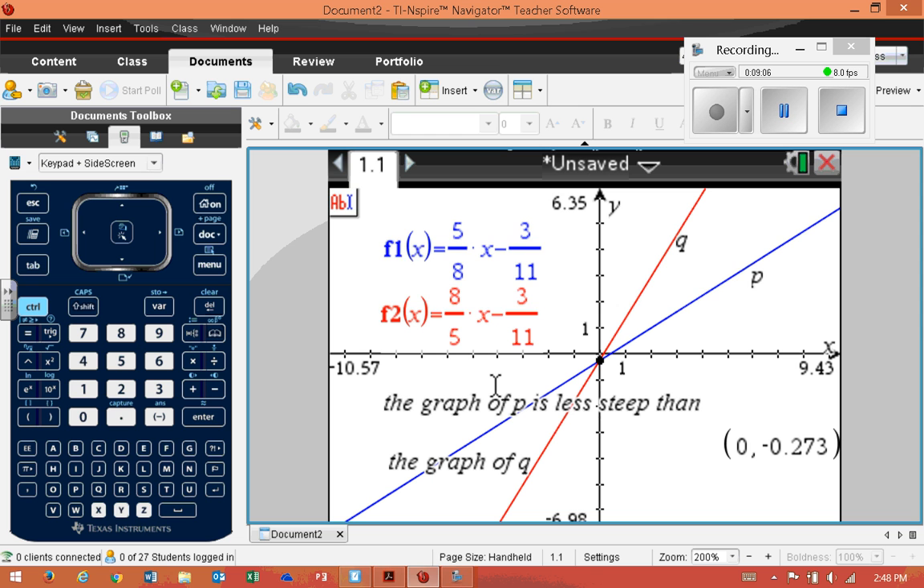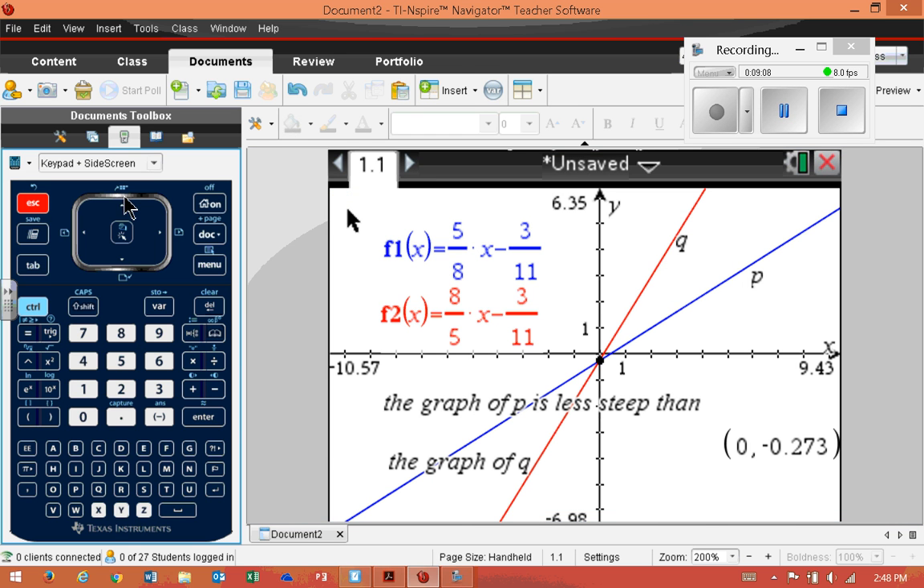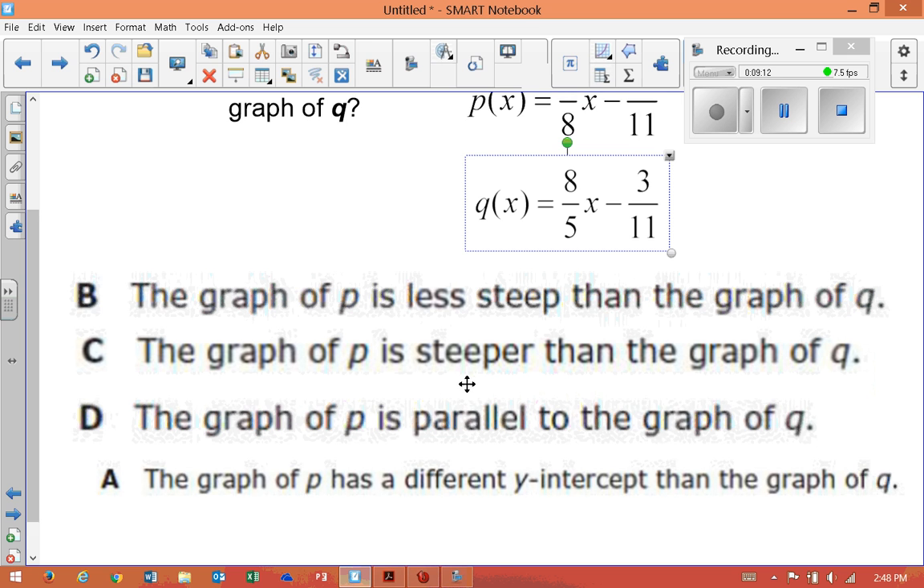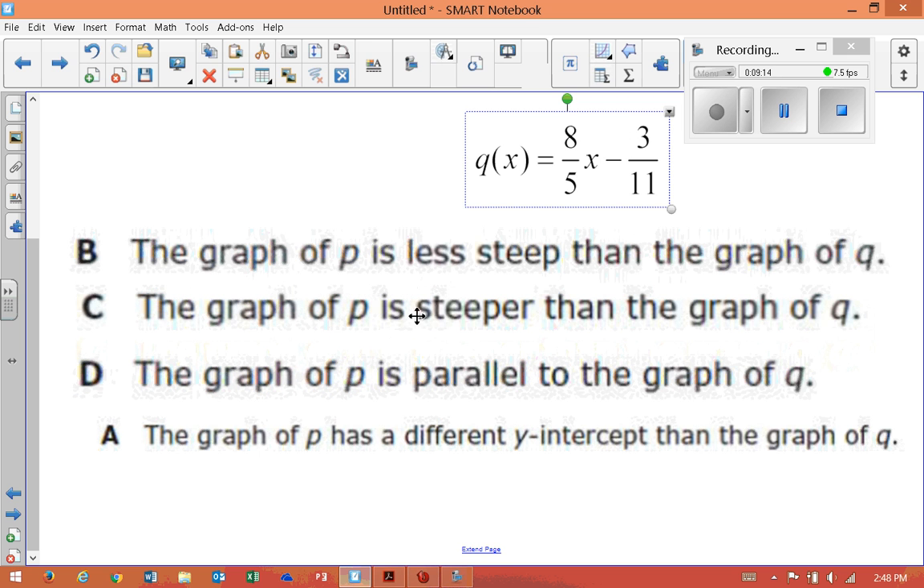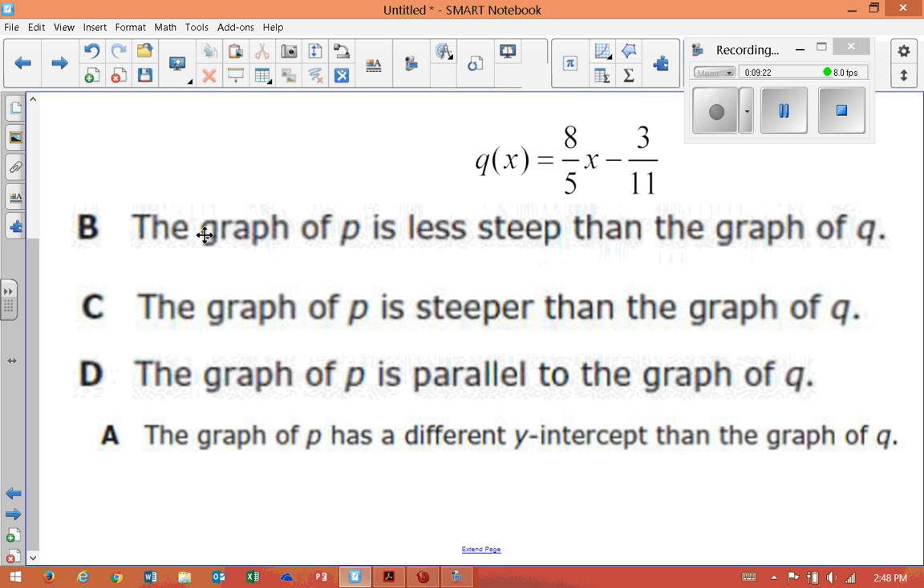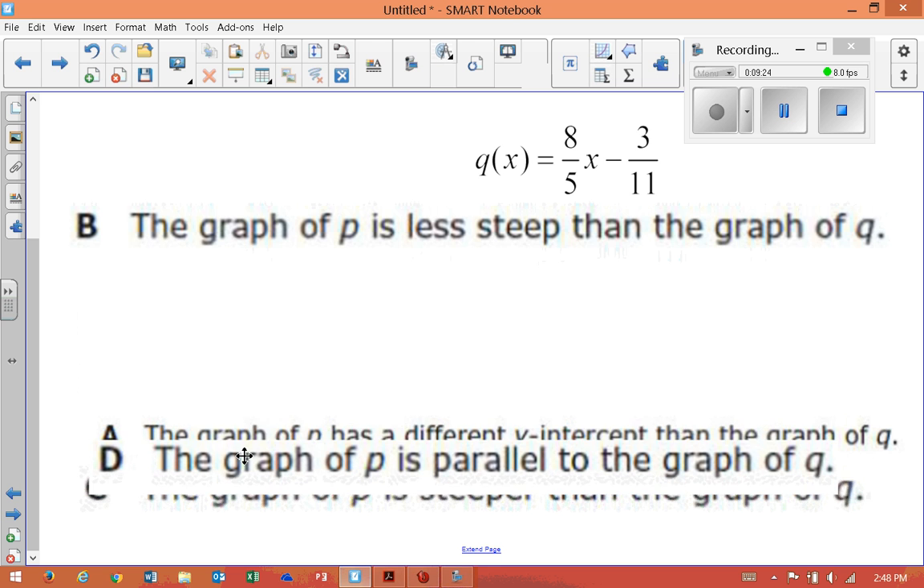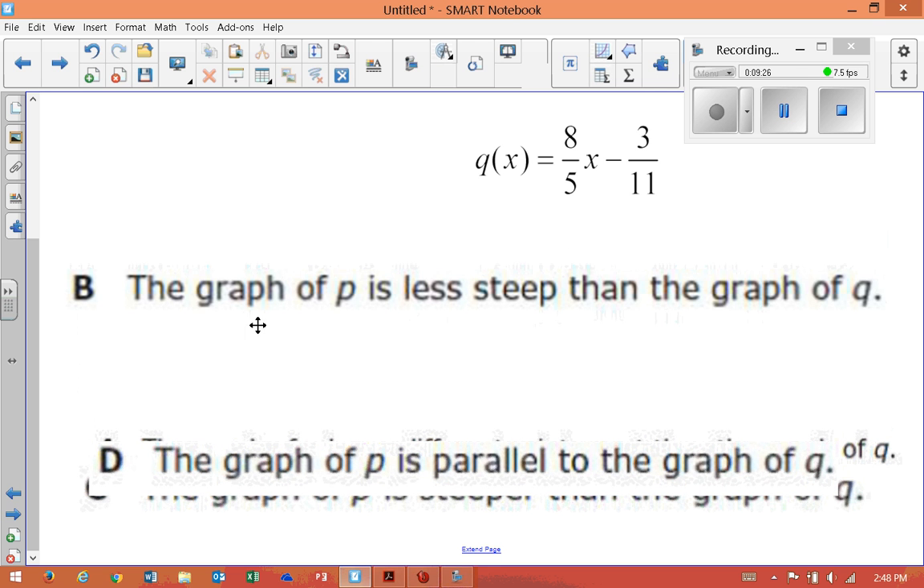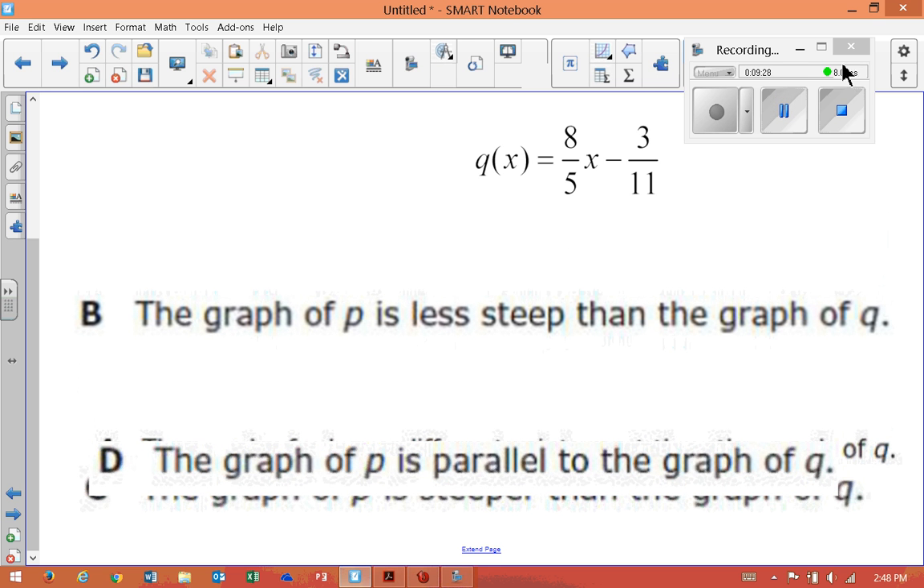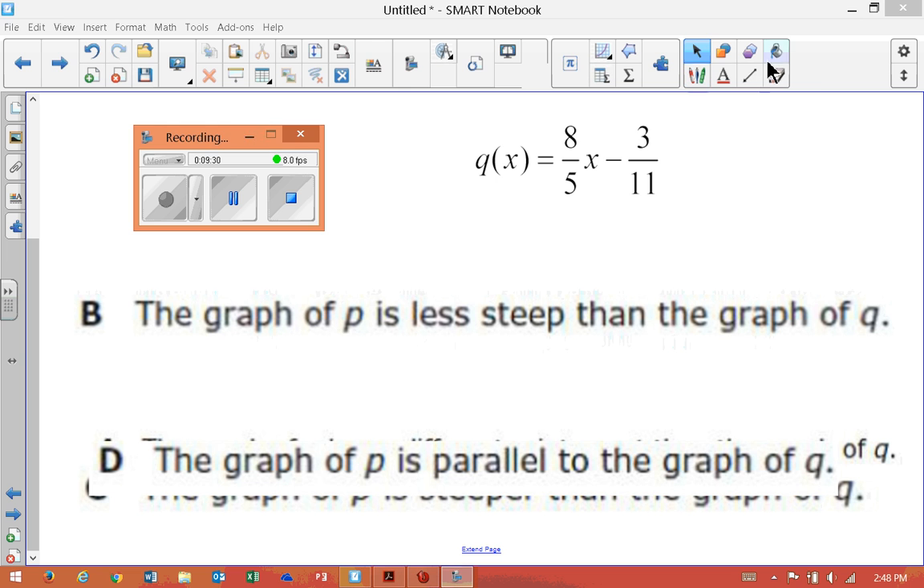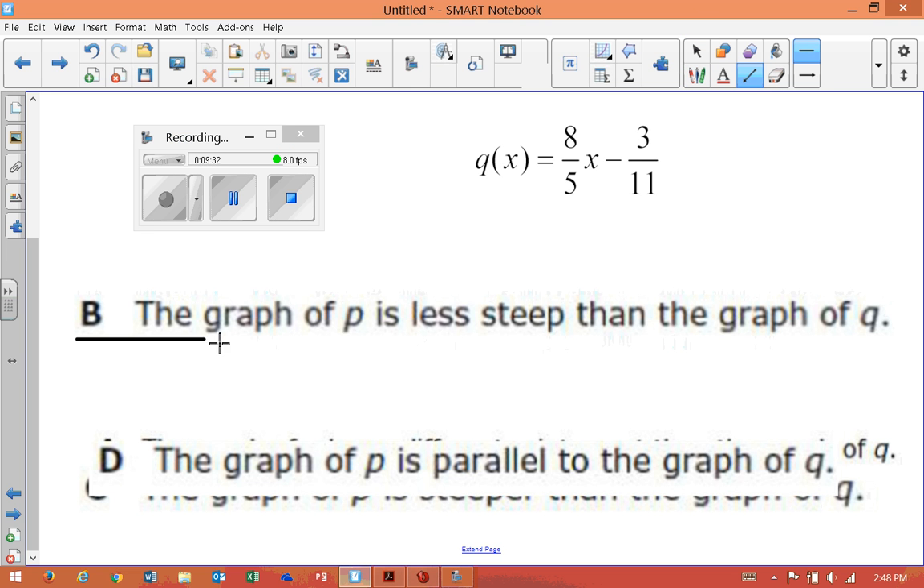All right. And since we've come to that conclusion, let's look at our test question again. The graph of P is steeper than the graph of Q. No, the graph of P is less steep than the graph of Q. So this is what we want. Let's move all these guys out of the way, and let that be the answer that we will select for that question.